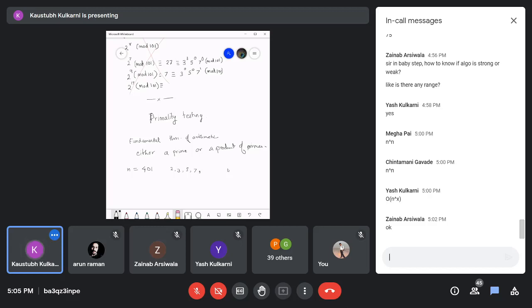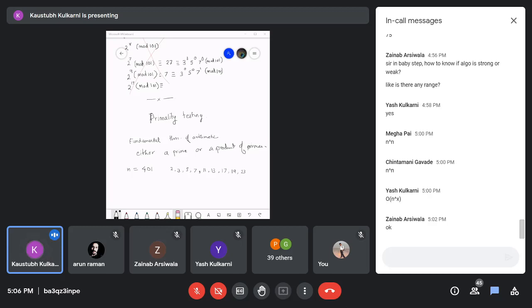Then try with the next prime, which is 11, not divisible. 13, not divisible. 17, not divisible. 19, not divisible. 23, again not divisible.